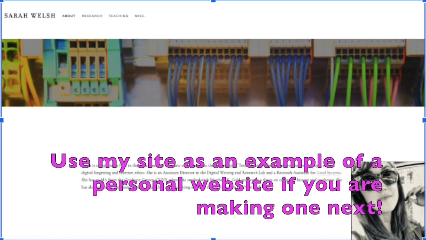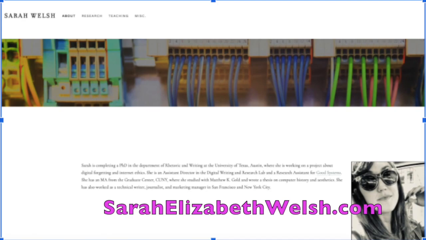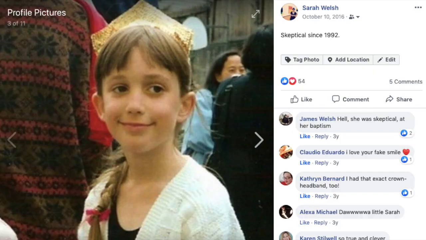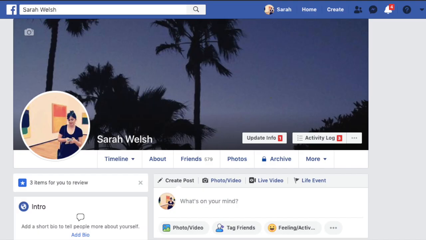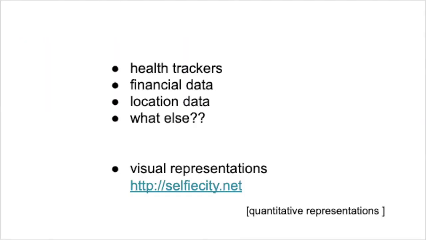So we talked about that project, then we talked about written representations, and I thought I would pull up my website as an example of a written representation. Along with visual representations such as images, selfies, and so forth, there are written representations, for which I use my blog or my website as an example. And then we also have quantitative representations of ourselves, which we made a whole list of on the board that day.